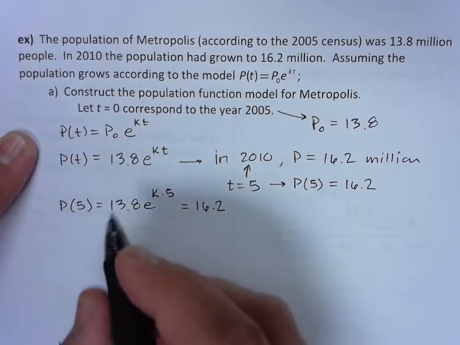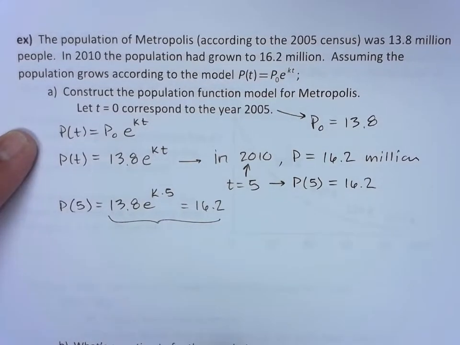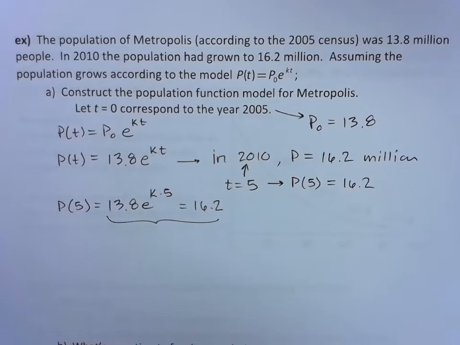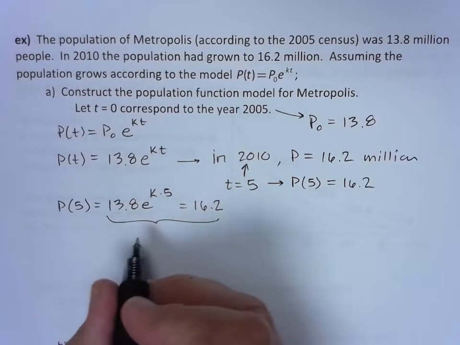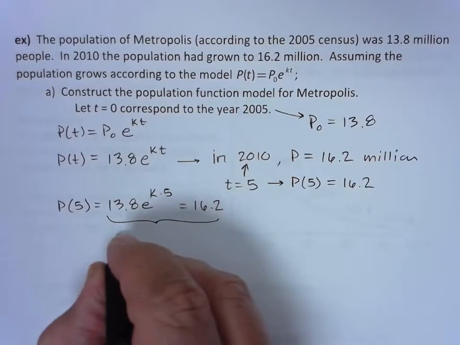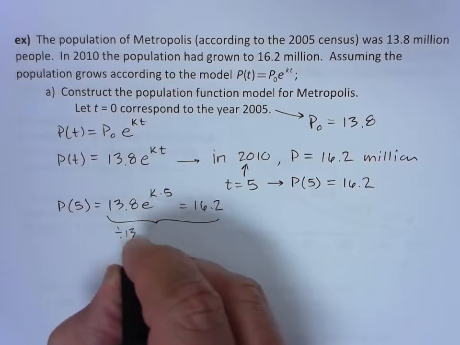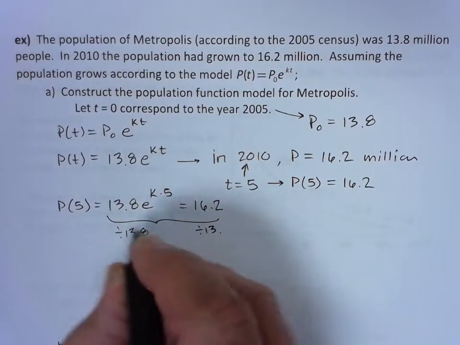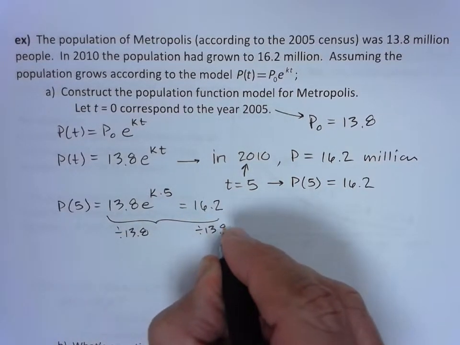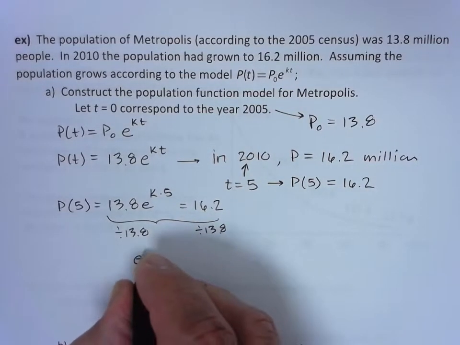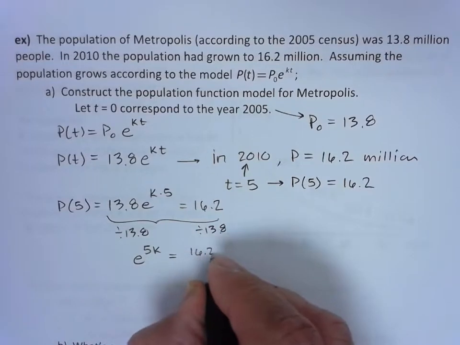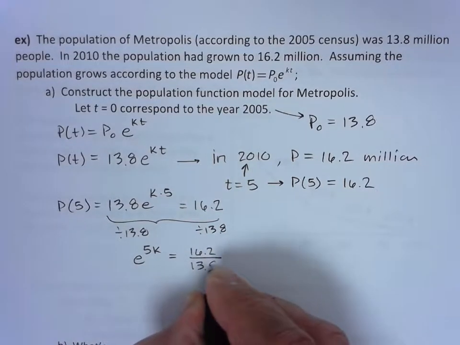So this right here is the exponential equation you'll have to solve in order to determine the k value that represents the relative growth rate of the Metropolis population. So the procedure in solving this, we would need to divide by 13.8. Yeah, it's an exponential equation, so you want to get that e by itself. So that says e to the 5 times k equals 16.2 over 13.8.